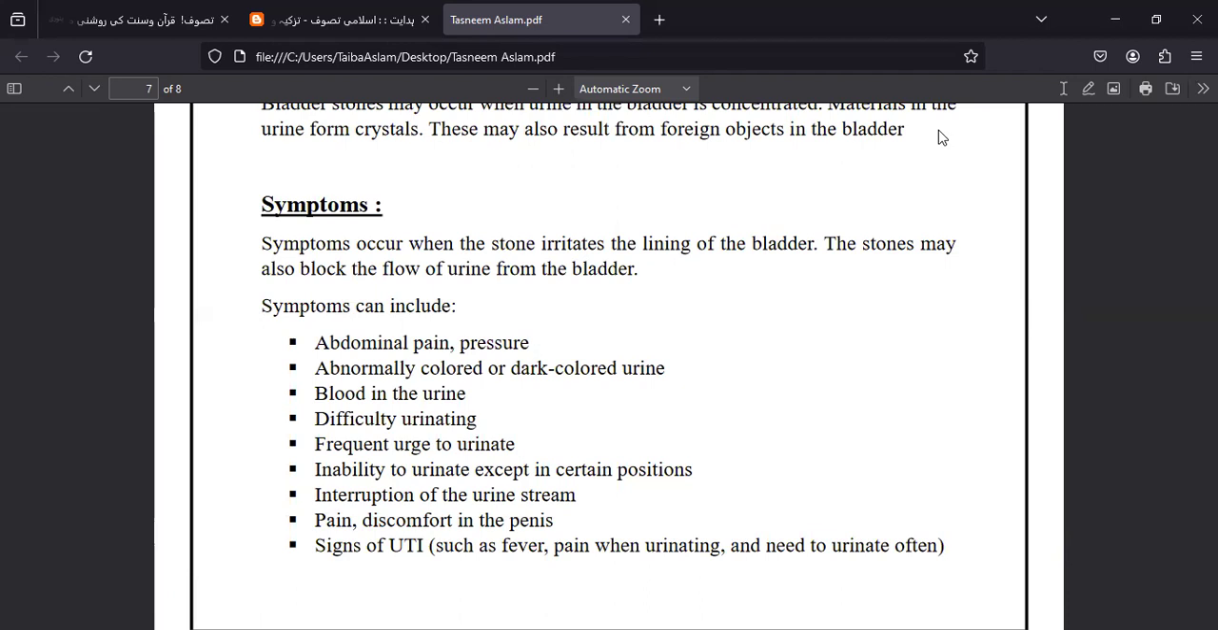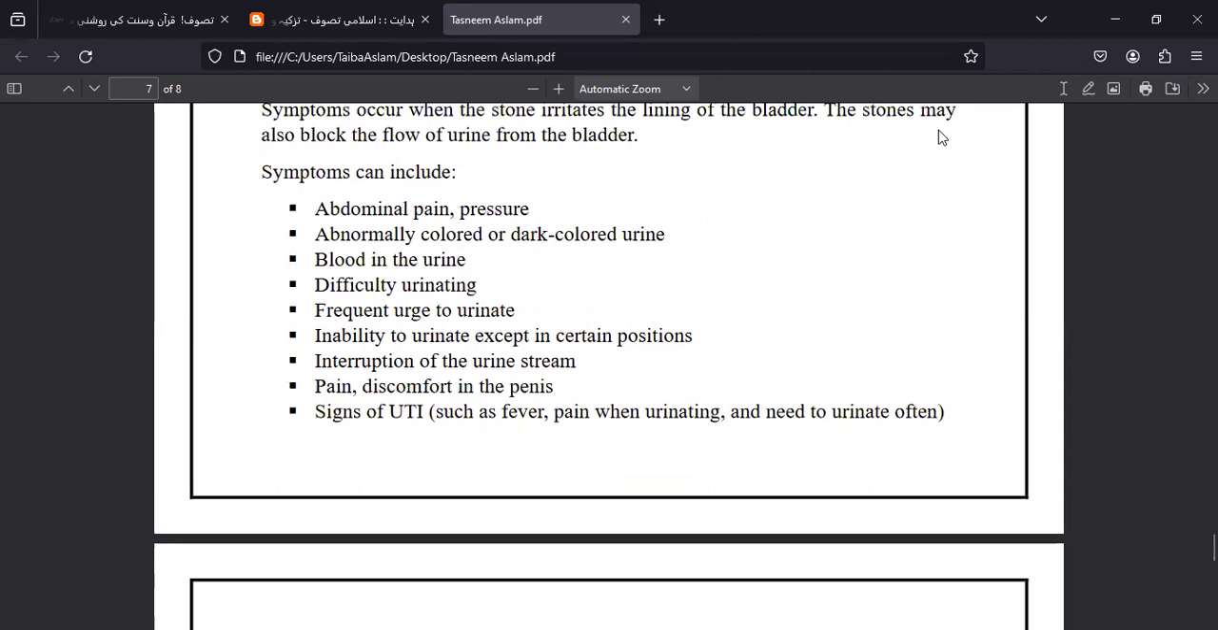abdominal pain, pressure, abnormally colored or dark colored urine, blood in urine, difficulty urinating, frequent urge to urinate, inability to urinate except in certain positions, interruption of the urine stream, pain or discomfort in the penis, signs of UTI such as fever, pain when urinating or need to urinate often.